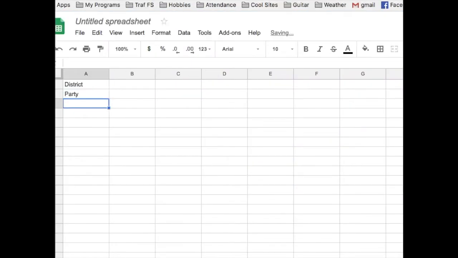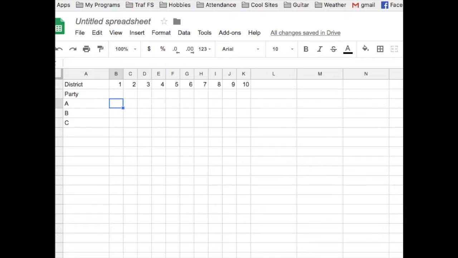District, party, A, B, and C, and district 1, 2, 3, 4, 5, 6, 7, 8, 9, 10. District 1 has A with 10%, B has 43, C has 47. In District 2, A has 35, B has 33, C has 32. District 3, we have 23, 31, and 46. In 4, we have 24, 51, and 25. District 5, we have 14, 11, and 75.